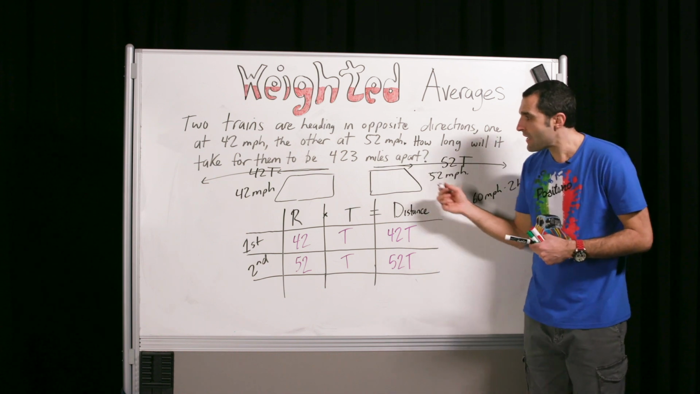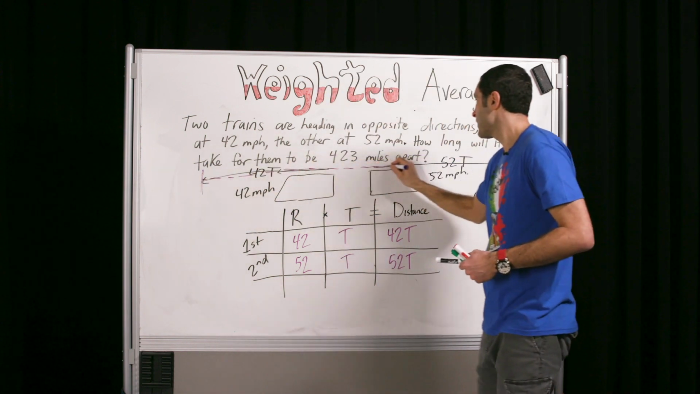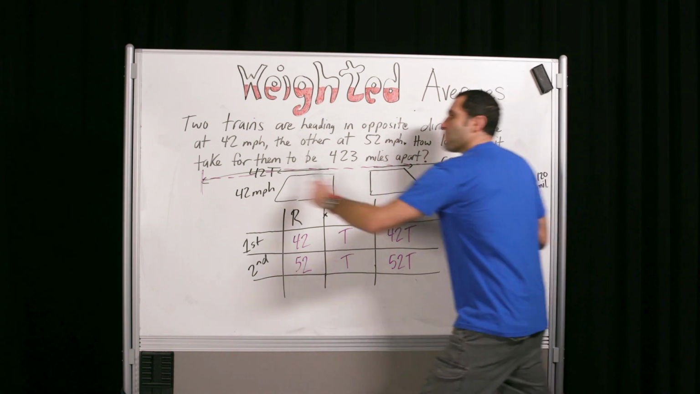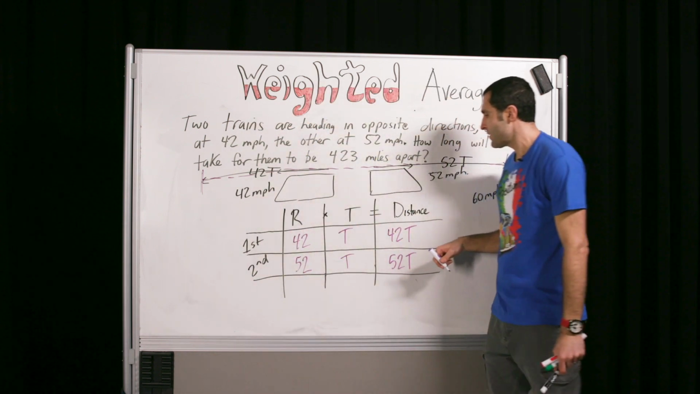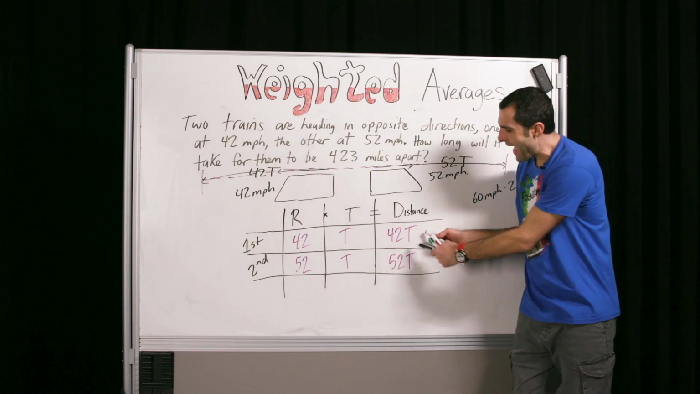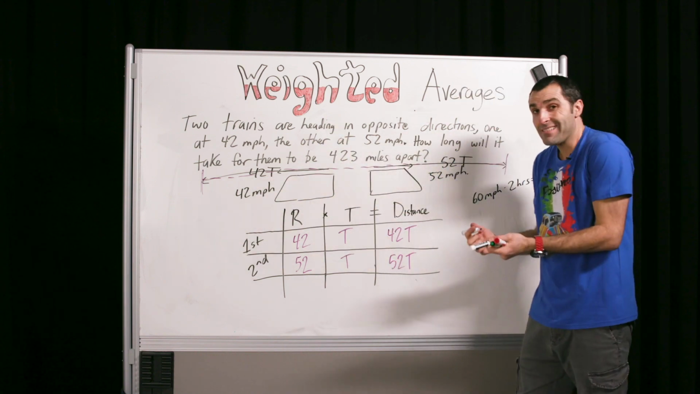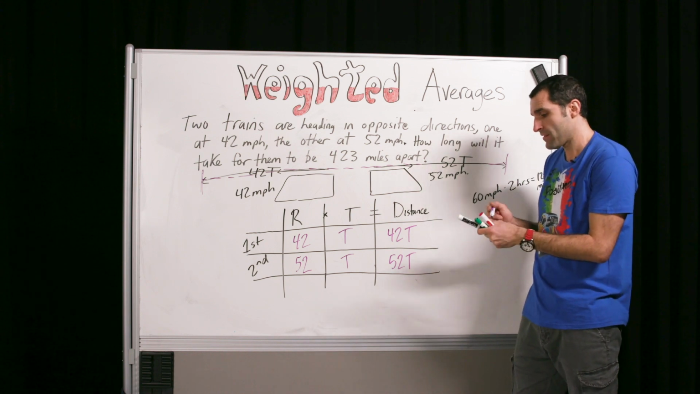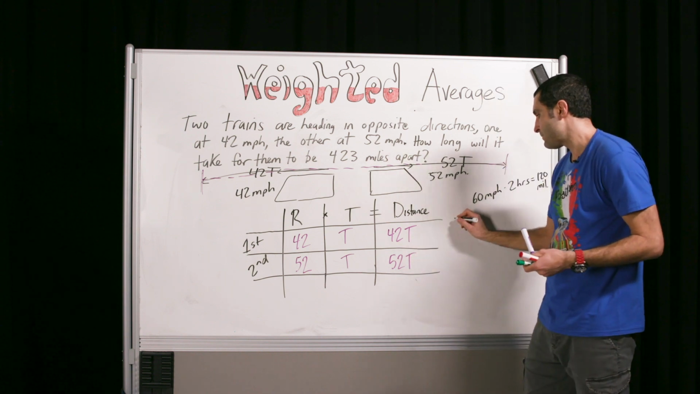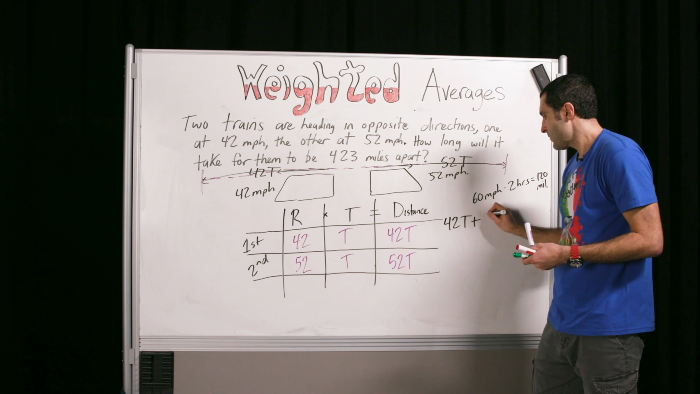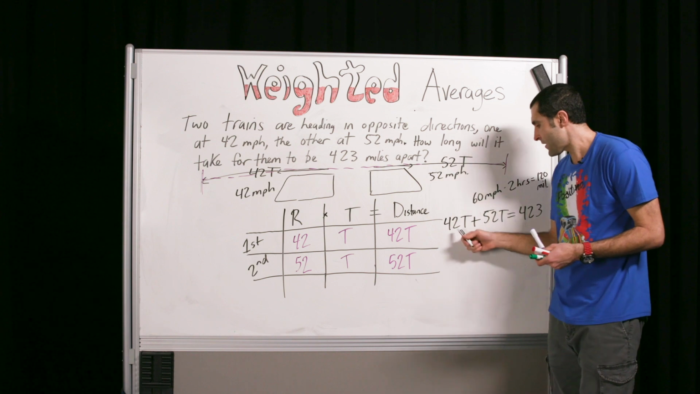And it turns out that they should be 423 miles apart. This length between them, like at the ends between them, is 423. So would it make sense to you to add these two distances, one going this way, one going that way, and together they make 423? Because that's what we need to do. So I hope it does make sense. Let's do it. 42t, I'll write it out. 42t plus 52t equals 423. Bravo, there it is. That's the equation.